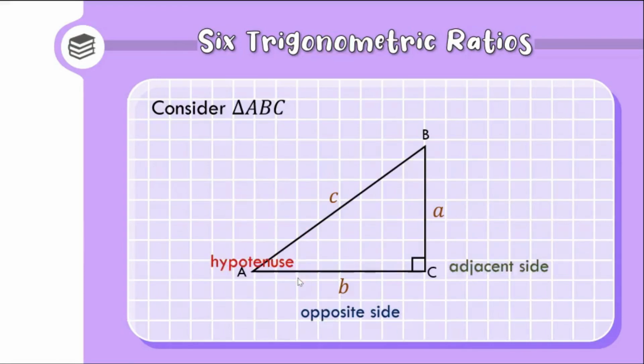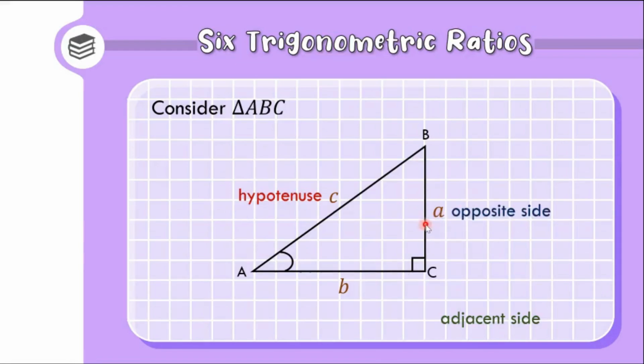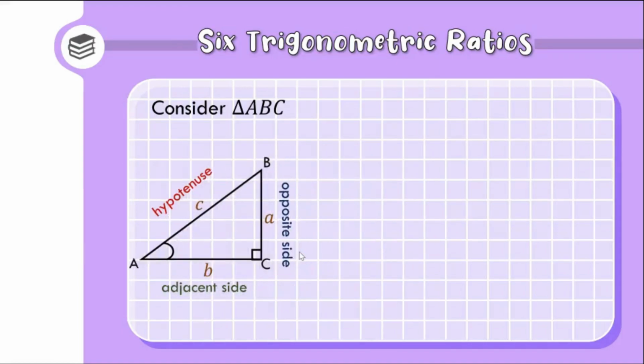So let us have angle A this time. Let's say that our reference angle is angle A. So again, the hypotenuse of triangle ABC is the side AB or c here, since this is the longest side and the side opposite to our right angle. Since our reference angle is angle A here, then the opposite side of angle A here is side BC or a here. And the adjacent side of angle A here is side AC or b here. So let us use this illustration to find the 6 trigonometric ratios with respect to angle A.